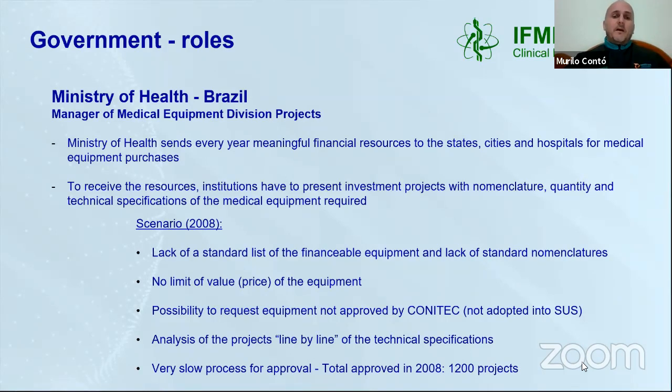In the beginning, the scenario that we found in the Ministry of Health was a lack of a standard list of financeable equipment, a lack of standard nomenclatures, no limit on the value or price of the equipment requested, and the possibility to request equipment not approved by CONITEC. CONITEC is our national commission for new technology adoption in the public health system. In other words, it was possible to request technology that was not cost effective. The analysis of the project specifications to identify the correct institution was a very slow process for approval. When we started the work there, we only approved around 1,200 projects.